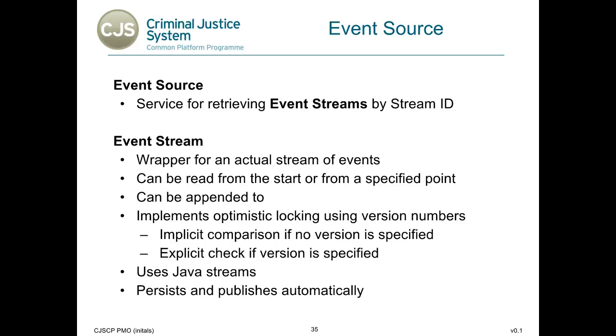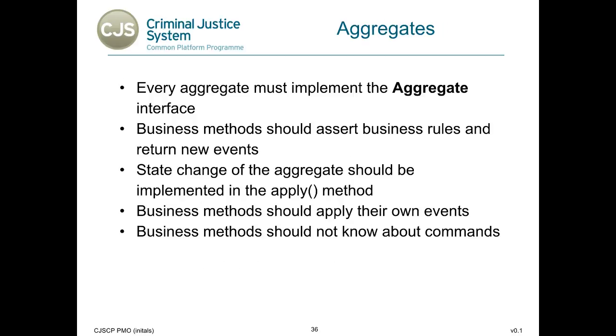And so you can explicitly say that, and that allows you to implement your own locking in the sense that you can make it so that commands have a version number in them that will say what version of the aggregate they expect to be applied to, and therefore you can enforce your own checks in your sequence yourselves. It exposes the events as Java streams, and behind the scenes, when you append to the event stream, it will persist to the database and publish them automatically for you.